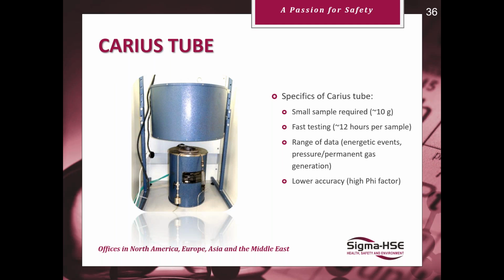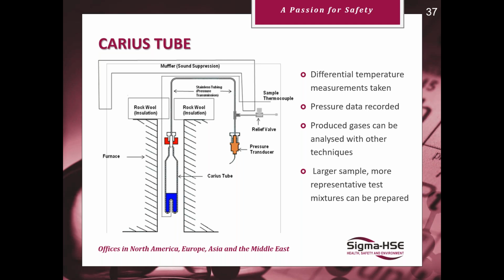So the next step up, next one on the Carius tube. The differential temperature measurements are taken against the oven temperature and the sample. You've got the pressure data recorded. Also, any gases that are produced can be analyzed in line to tell you exactly what the nature is of the gases produced, which can be quite useful for certain processes. So you can have it hooked up to a GCMS that will tell you what your gas is as well. And from that, you can infer what your decomposition product that's left in the vessel is.